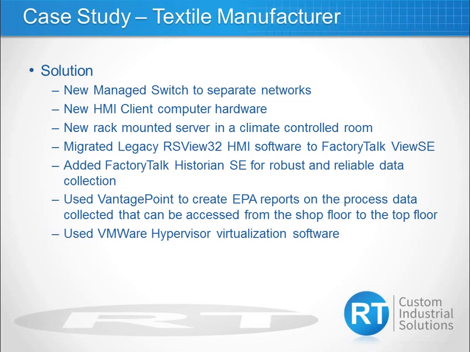And how did we really solve that? Well, we put a new managed switch in, that way we could separate the networks. Obviously, we updated the client computer hardware. We bought a brand new rack-mounted server that's going to be in a climate-controlled room. We migrated the View32 software to View SE, which is the latest one, version 7.0. We utilized FactoryTalk Historian SE, which will allow us to have really robust data collection that has the ability to filter and compress the data, instead of collecting every single data point, even though it still has that ability too.